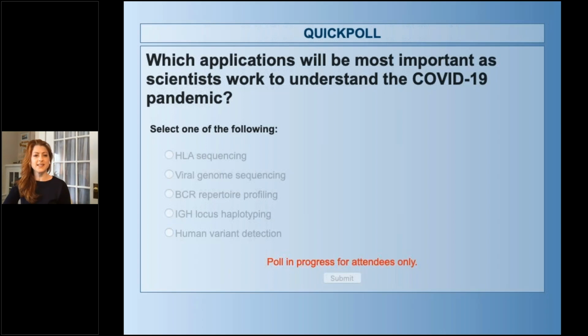And so the question is, which applications do you think will be most important as scientists work to understand the COVID-19 pandemic? And you can pick your favorite one. And Melissa scolded me earlier that I did not put TCR sequencing on the list, and that a lot of you would probably want to pick that. But since that's not a topic for today, I restrained myself to only the things that we're discussing today. I see everyone is voting.